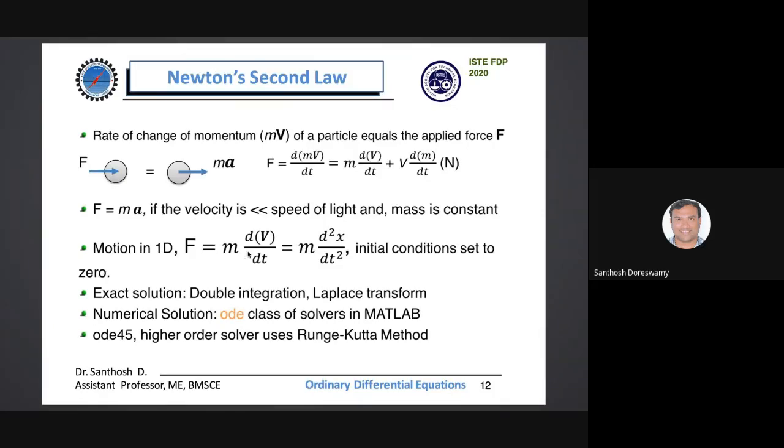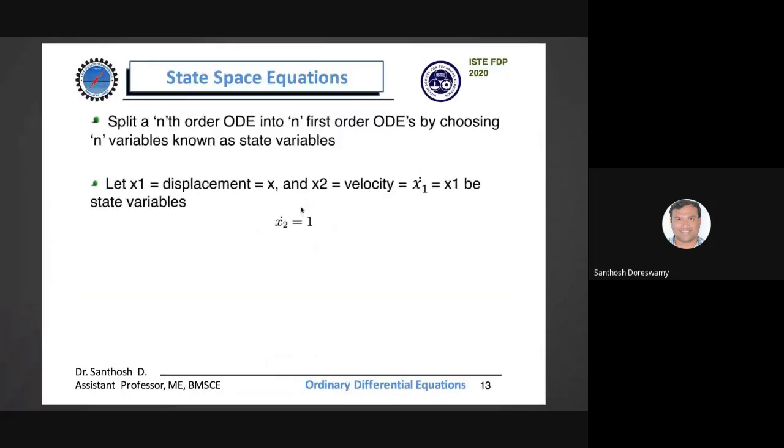If you suppose a unit force is applied on a unit mass of 1 kg, then dx2 by dt is equal to 1. That is the second equation I have: x2 dot is equal to 1. I will always set the initial conditions to 0, so the displacement at time t equals 0 is 0, and the particle has a velocity of 0 at time t equals 0. So you now have two differential equations: x1 dot is equal to x2, and x2 dot is equal to 1.